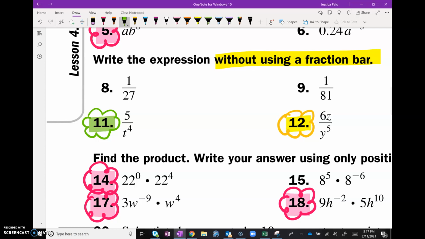All right. For number 11, we had to get this t to the 4th power back into the numerator. That means t to the 4th power becomes t to the negative 4th power. 5 never moved. So the answer is 5t to the negative 4th power.